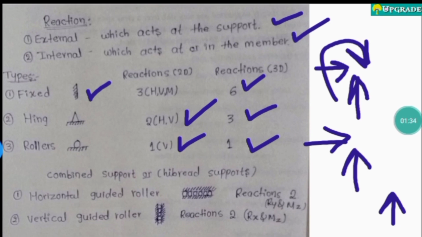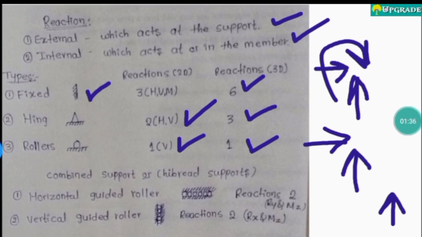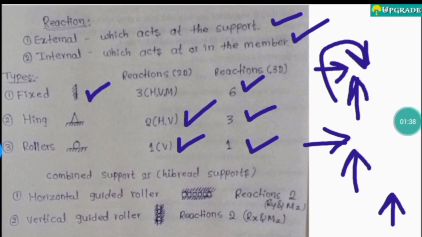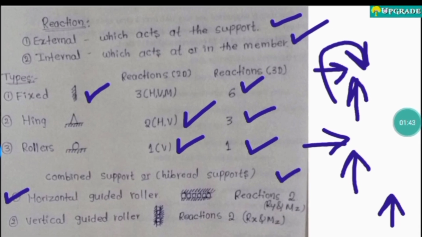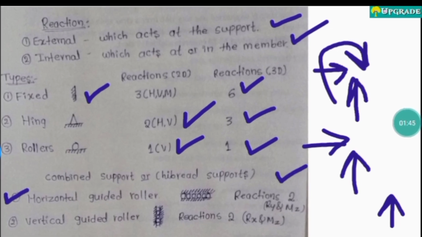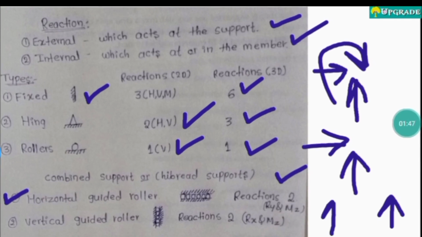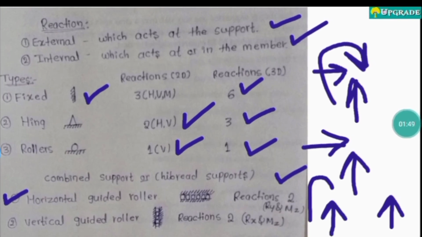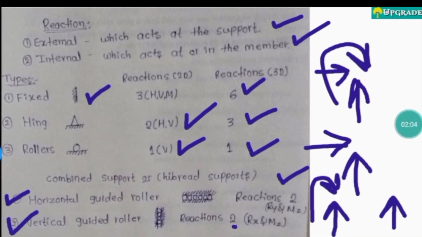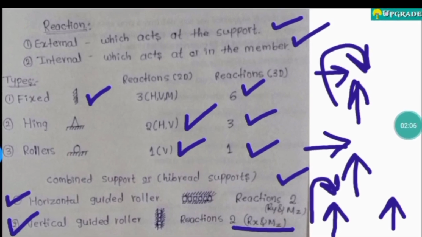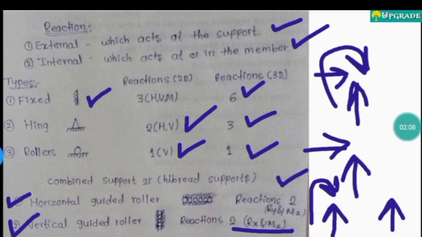Some other types of supports are there, that is combined support or hybrid support. The first one is the horizontal guided roller. It has 2 reactions, that is Ry and Mz, the force in the y direction and the moment about z. And the vertical guided roller has 2 reactions, that is Rx and Mz. So this is all about reactions.